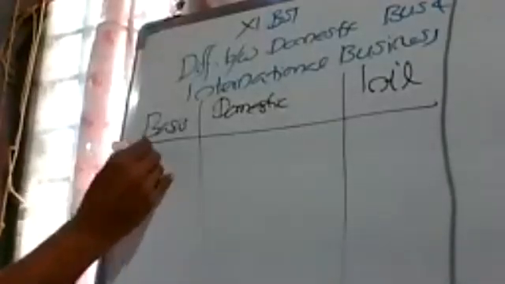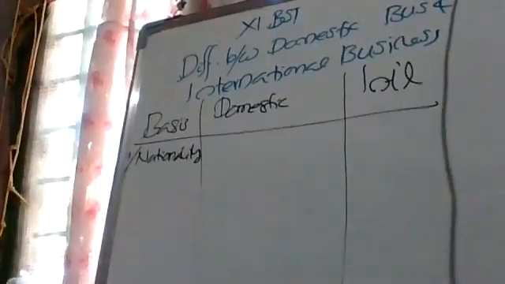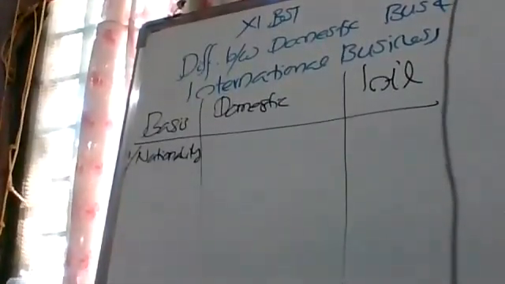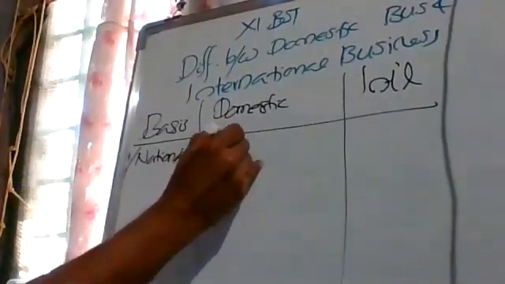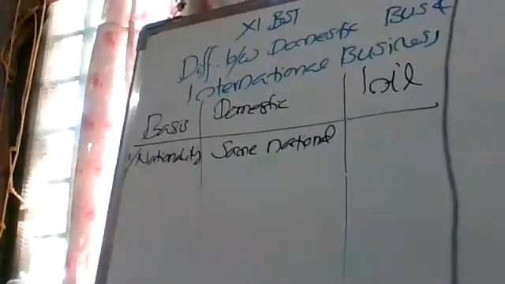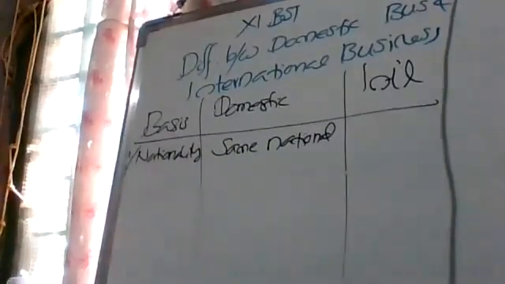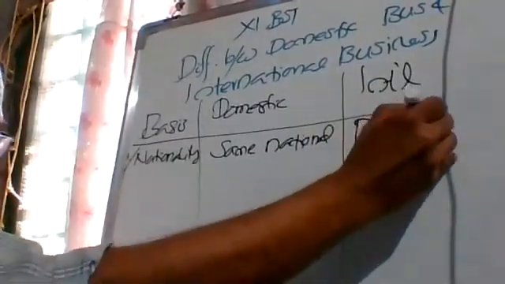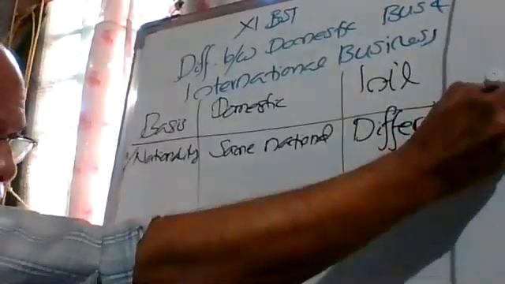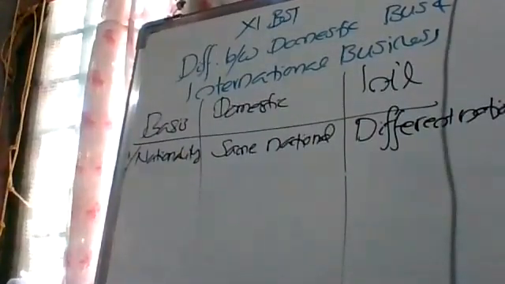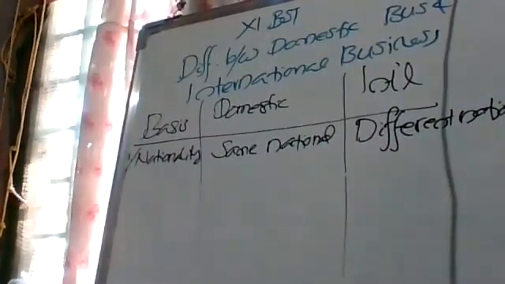First point, nationality of buyers and sellers. In domestic trade, the nationality of buyers and sellers is the same. Why? Buyers and sellers are from the same country. Here, different nationals. Briefly we can remember like this: different nationals, that means people from different countries.